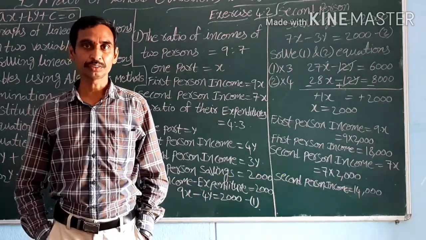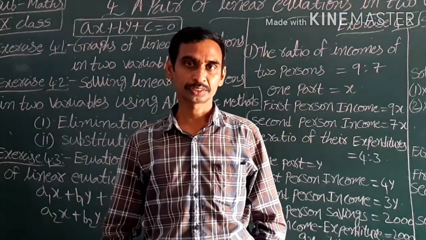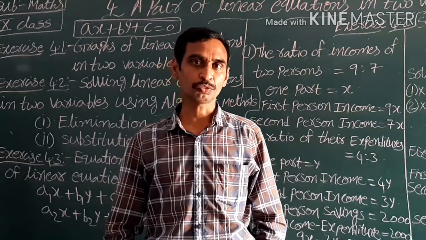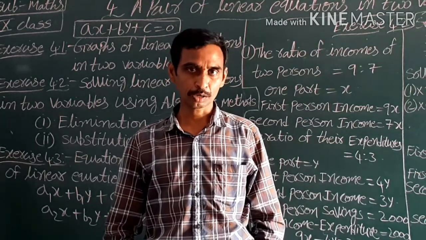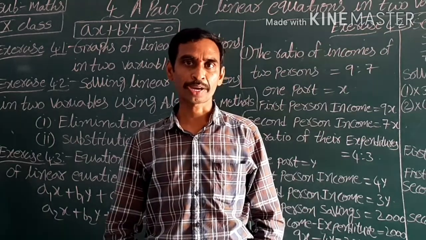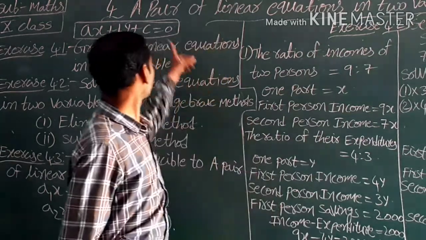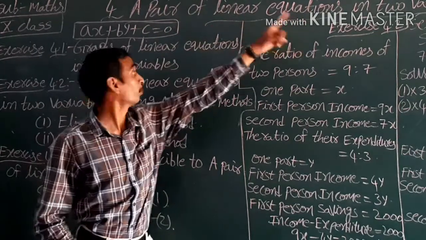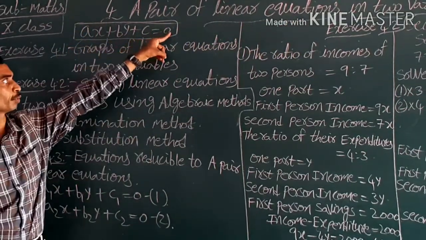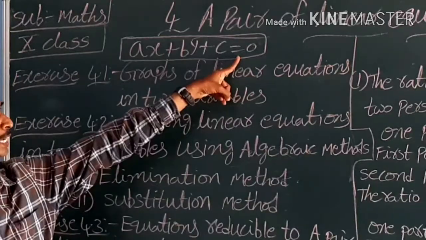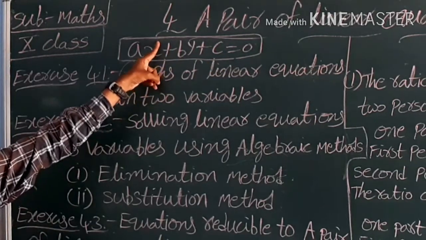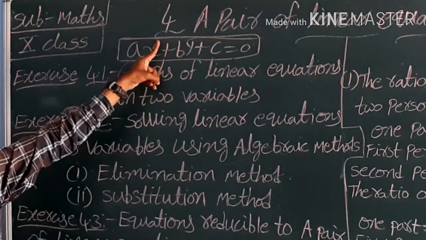Already we discussed first chapter real numbers, sets, polynomials, and fourth chapter a pair of linear equations. First exercise also completed. Now we are discussing fourth chapter, exercise 4.2. A pair of linear equations in two variables. Here ax plus by plus c is equal to 0. It is the general form of linear equation in two variables. Linear equation means here degree is 1.